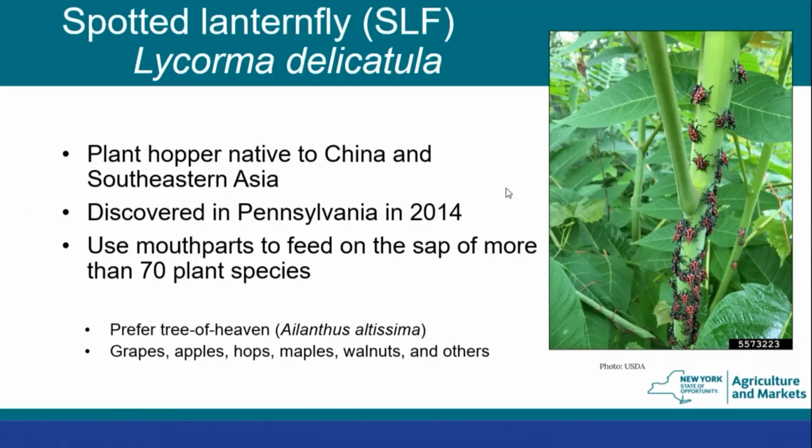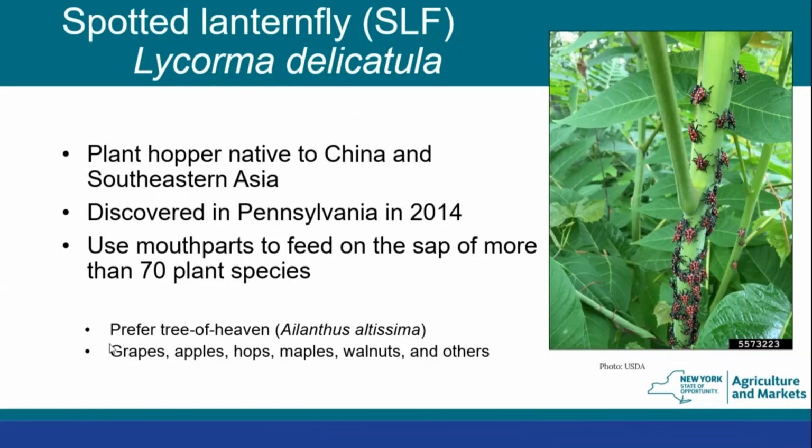They have piercing, sucking mouth parts. They don't suck out the sap so much as the sap pressure in the plant pushes the sap through the insect. So they prefer tree of heaven, Ailanthus altissima, as their primary host. They produce healthier offspring. They produce more offspring when they feed on tree of heaven.